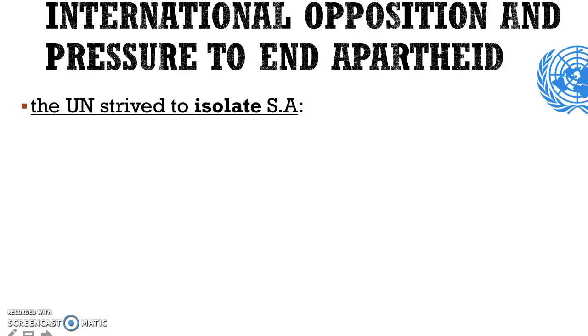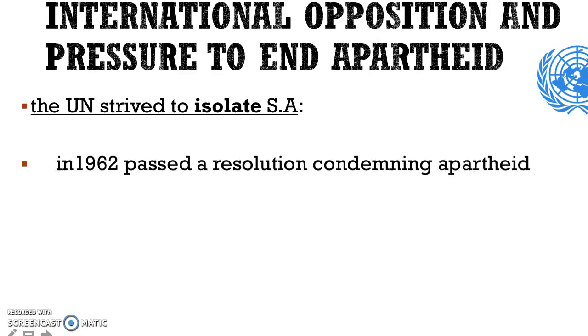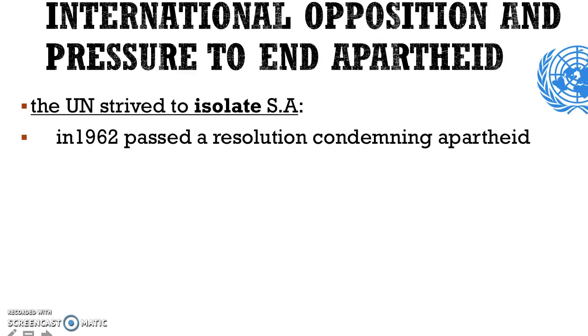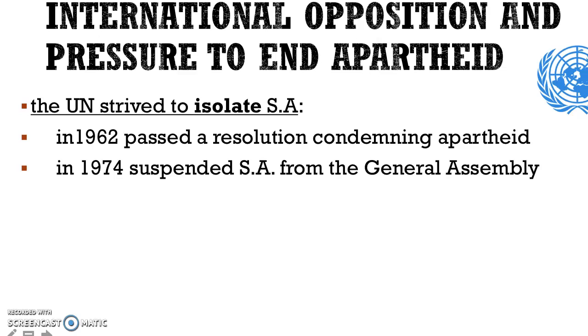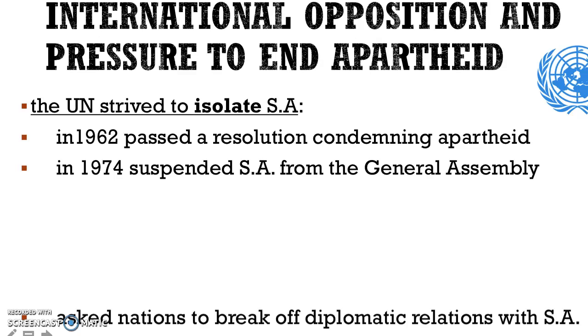The United Nations strives to isolate South Africa. How? Well, first, in 1962, it passed a resolution that condemned apartheid, and this would continue. There would be many other resolutions following. In 1974, the UN did the unprecedented thing of actually suspending South Africa from the General Assembly, effectively taking South Africa out of the United Nations.